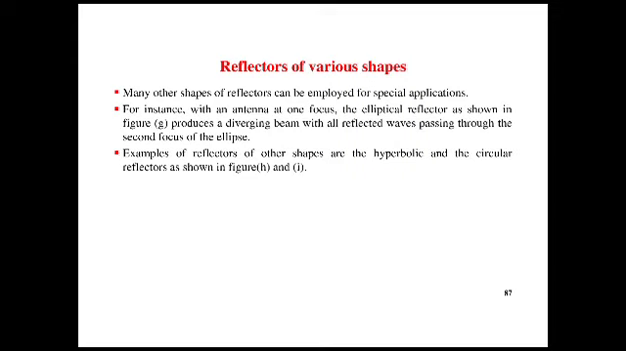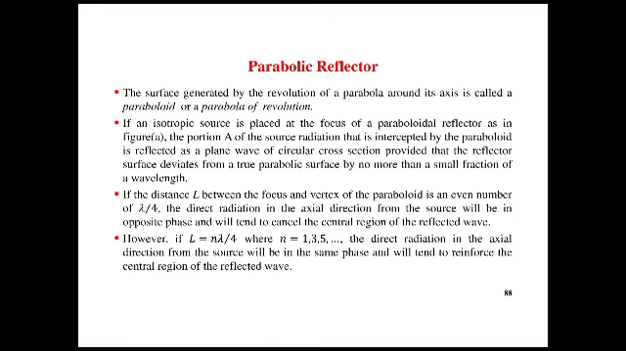Many other shapes of reflector can be employed for special applications. For instance, with an antenna at one focus, the elliptical reflector as shown in the figure produces a diverging beam, with the reflected wave passing through the second focus of the ellipse. Examples of reflectors of other shapes are the hyperbolic and the circular reflector as shown in the figure. Parabolic reflectors are the most important and are used in day-to-day applications.